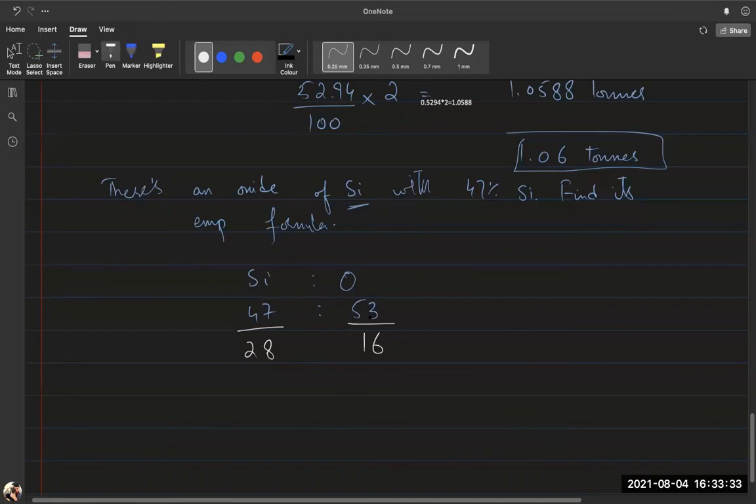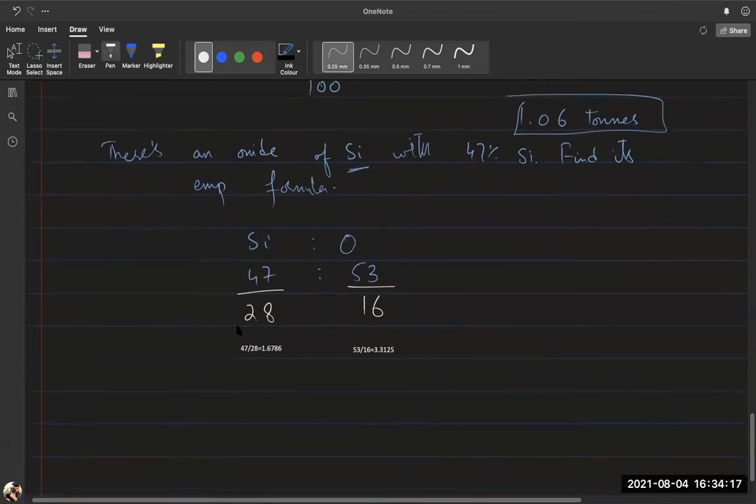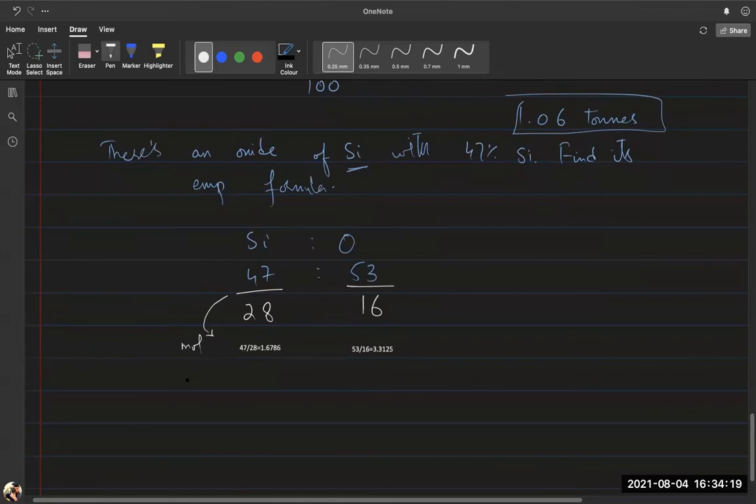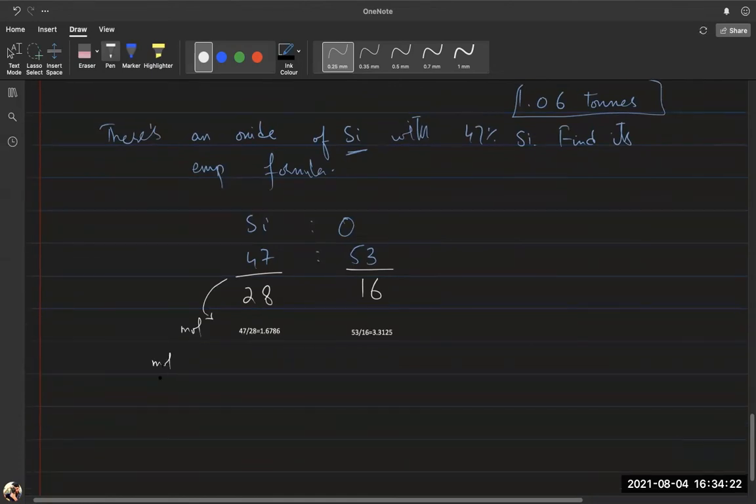Why am I doing it with the AR? Because I want to figure out the number of moles. I will get to what a mole is tomorrow. For today, we just need to know how to solve this question, how to find the empirical formula. So this one is 47 divided by 28, and that is this. And this one is 53 divided by 16, which is this. So these are the moles of silicon and moles of oxygen. So I found the moles. Now I want to find the mole ratio, because the ratio is going to give me the empirical formula.